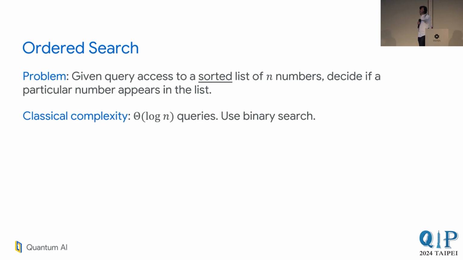Right, so now the question is, can you do binary search, or can you solve this ordered search problem faster on a quantum computer? Let's do an audience poll. This is a fun one. Who thinks there's a quantum speedup for this problem?